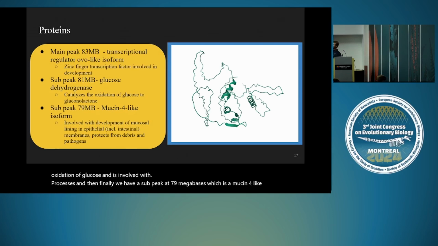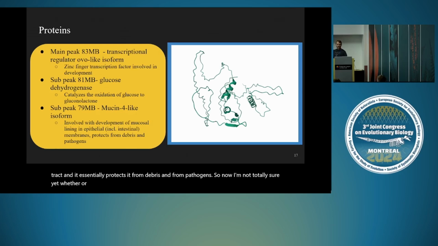And mucin 4 is involved with the development of mucosal linings in the intestinal tract, and it essentially protects it from debris and from pathogens. So now I'm not totally sure yet whether or not these three are in some way causal or if they're all just in linkage with something that's right in that region, because this is all within 4 megabases.